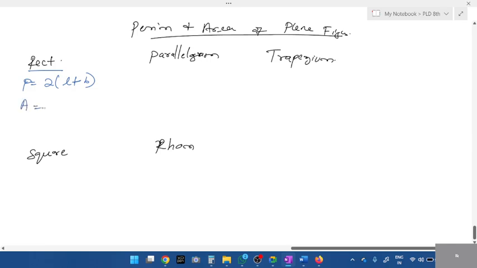What is area? Length into breadth. Diagonal. Correct. Root of L square plus B square.